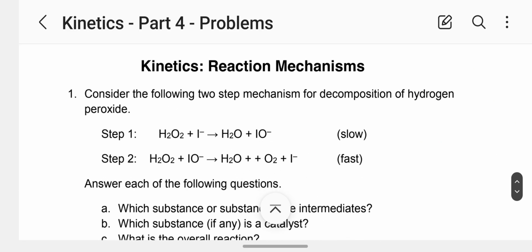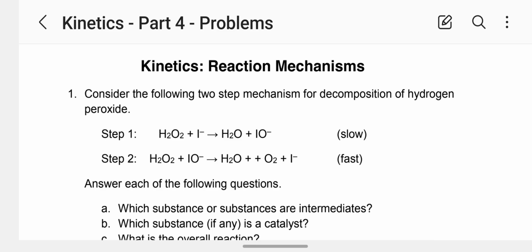Kinetic reaction mechanisms. Consider the following two-step mechanism for decomposition of hydrogen peroxide. You must remember that it is not water. Hydrogen peroxide, which we use for healing our wounds using a tissue paper or that dispensary material. What is this called? I don't know, but it's spirit.